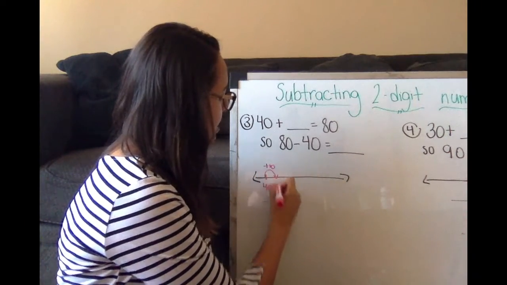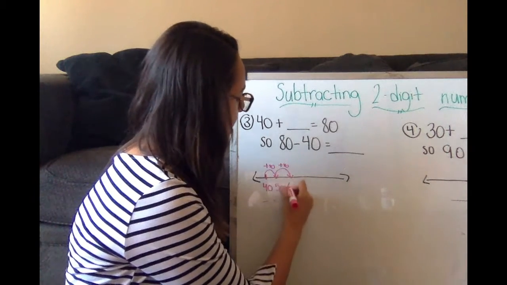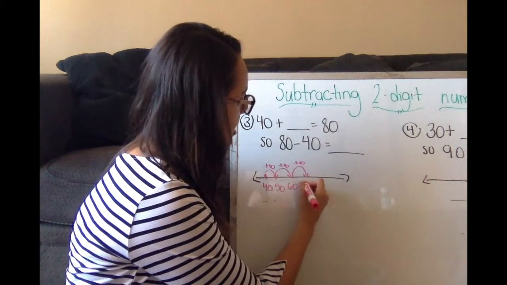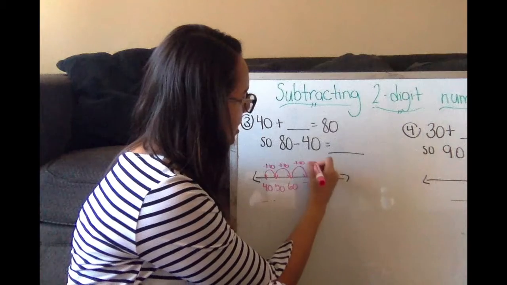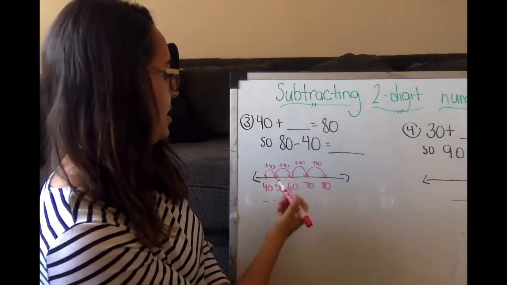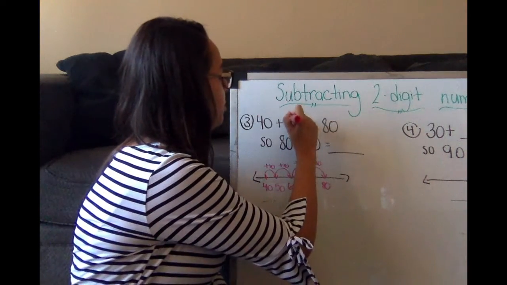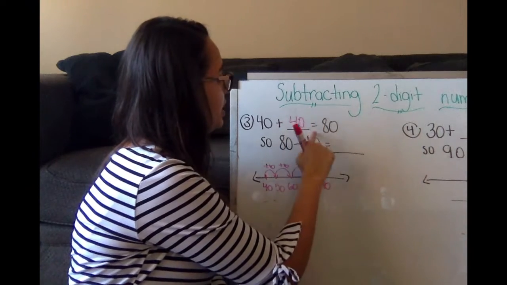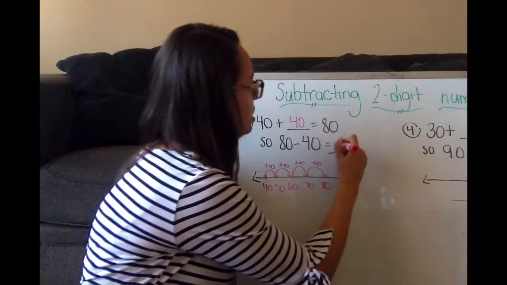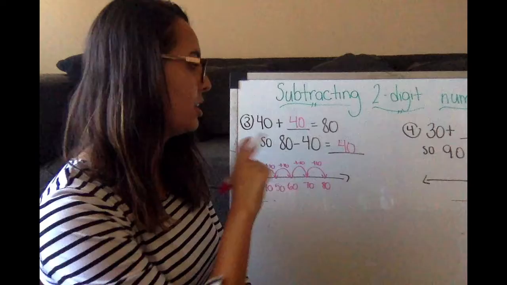40 plus 10 equals 50. 50 plus 10 equals 60. 60 plus 10 equals 70. And 70 plus 10 equals 80. So let's see how many tens I have here. 10, 20, 30, 40. So I know that 40 plus 40 equals 80. So that means that 80 minus 40 has to equal 40. So that's one way how to use addition to solve a subtraction problem.